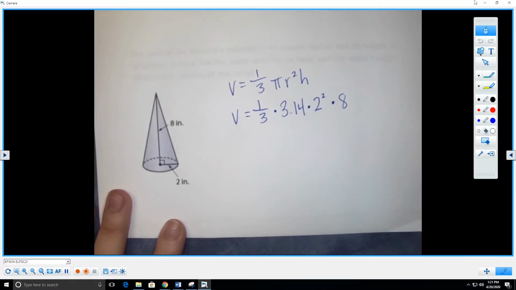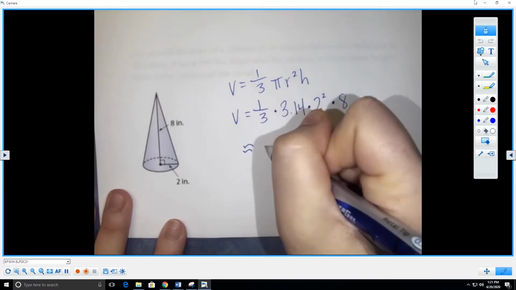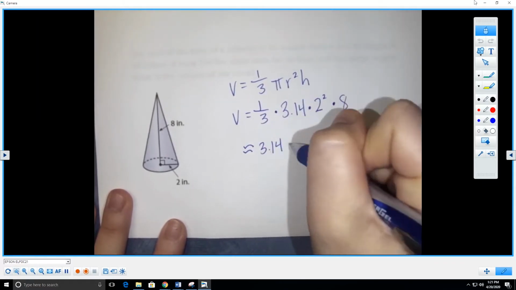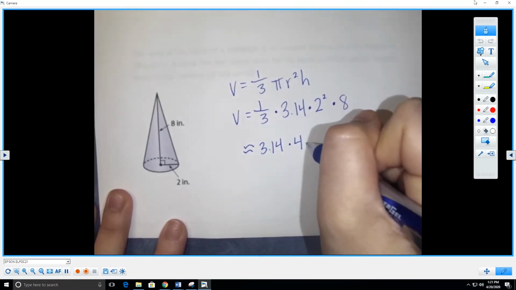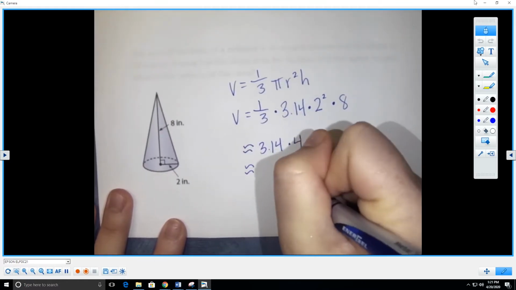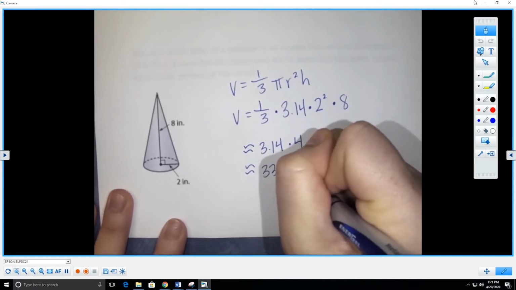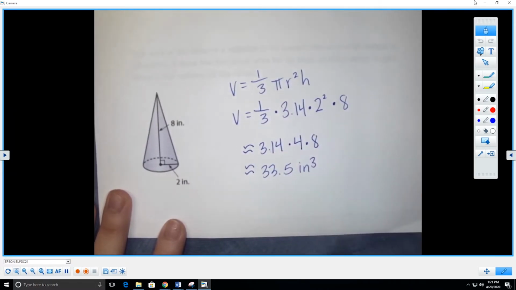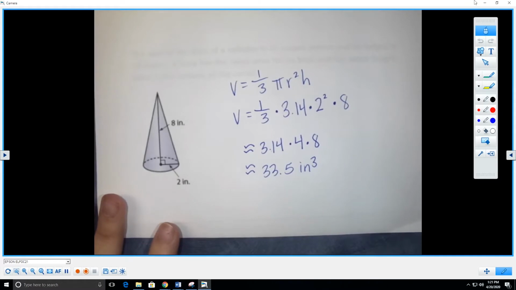Next, we will simplify. So I have 3.14 times 4 times 8. Finally, let's multiply our numbers to find the solution. So we have 33.5 cubic inches. So the volume is about 33.5 cubic inches.